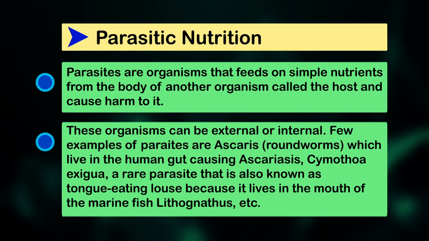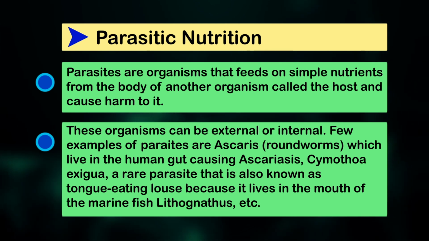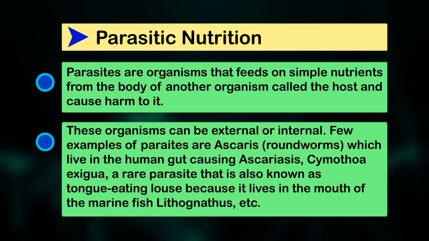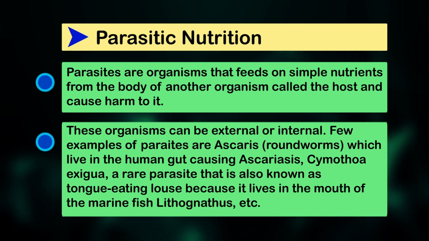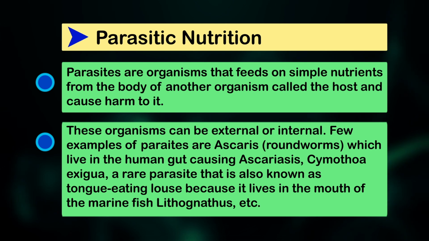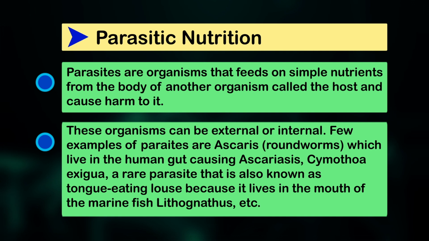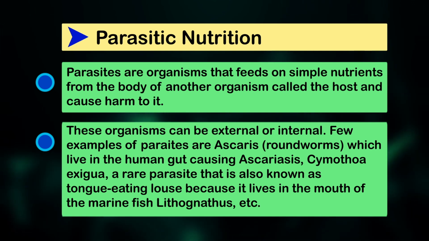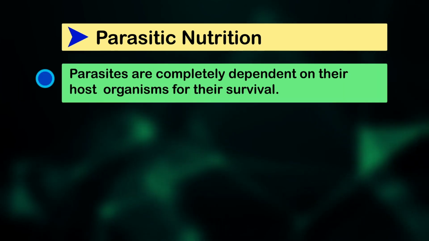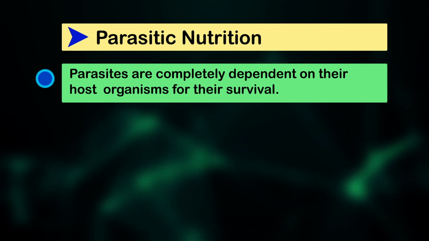So, these organisms can be external or internal. A few examples of parasites are Ascaris, which are basically, I hope you know, roundworms, right. So, they live in the human gut causing ascariasis. Cymothoa exigua is a rare parasite that is also known as the tongue eating louse because it lives in the mouth of the marine fish Lithognathus. So, parasites are completely dependent on their host organisms for their survival.